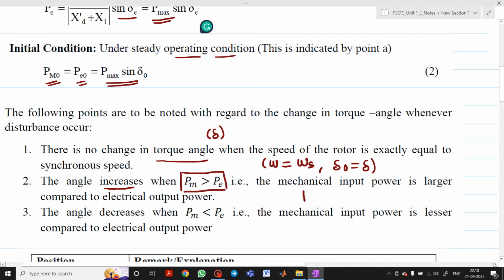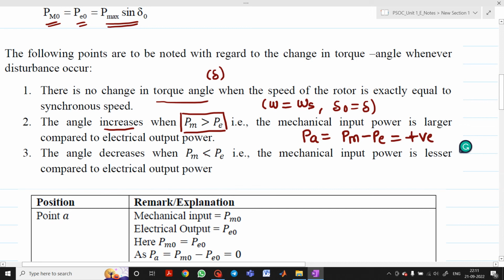As you know, accelerating power PA will be equal to PM minus PE. So if PM is greater than PE, then you will get a positive answer, meaning it acts as an accelerating power. And the angle will decrease when PM is less than PE. Again, if you take this equation, you will observe PE is more than PM, so therefore PA will be negative.